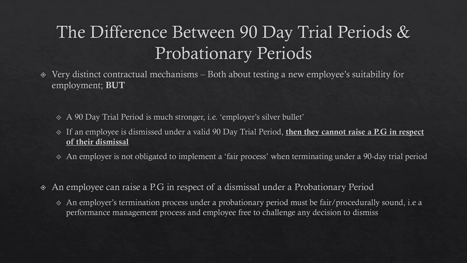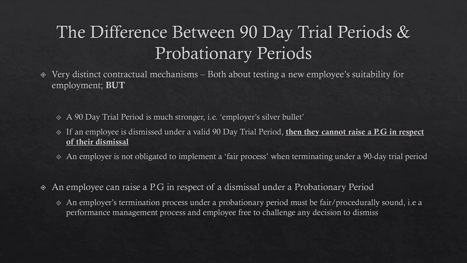The key or most important thing to understand here is that if an employee is dismissed under a valid, and I use that word valid, 90-day trial period, and I'll come back to that, then they cannot raise a personal grievance in respect of their dismissal. An employer is not obligated to implement a fair process when terminating an employee under a valid 90-day trial period clause. So effectively, the trial period acts as a sealed door on the ability of an employee or ex-employee claimant to successfully raise one of the most common claims, which is for unjustified dismissal.